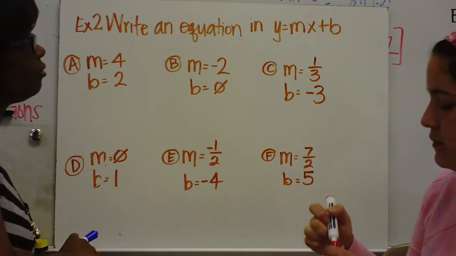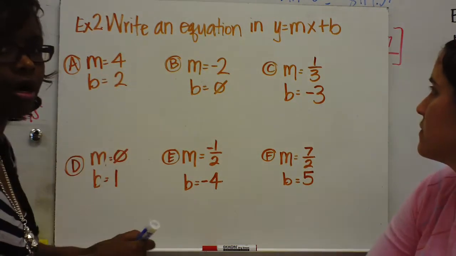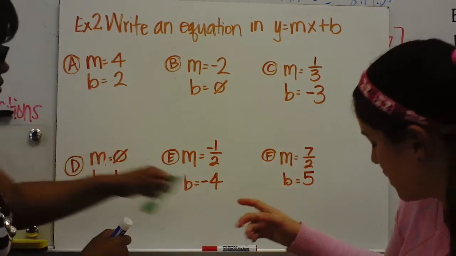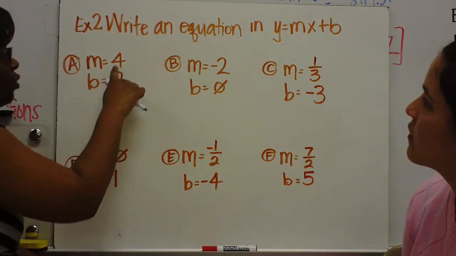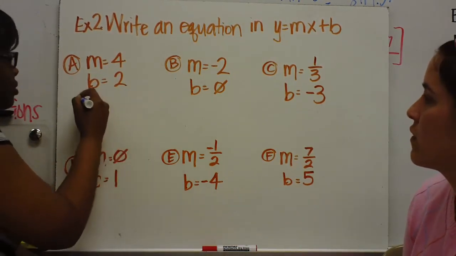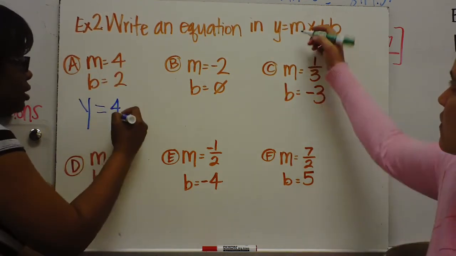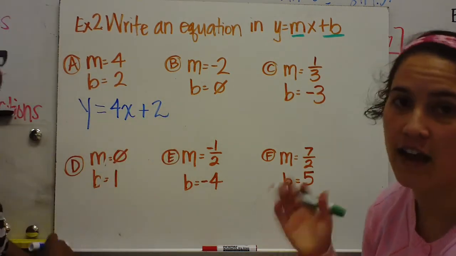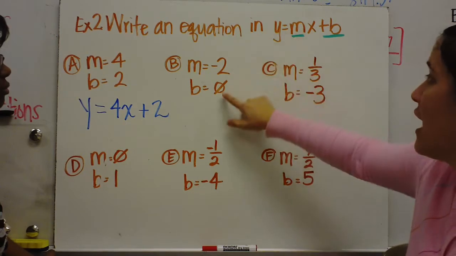Alright, so this time, we're giving you m and b, and you're going to write the equation in y equals mx plus b form. Alright, so for example A, I have m equals 4 and b equals positive 2. So it's going to be y equals my slope times x plus my b. And it's that easy. We're not trying to trick you. You plug in your m and your b.